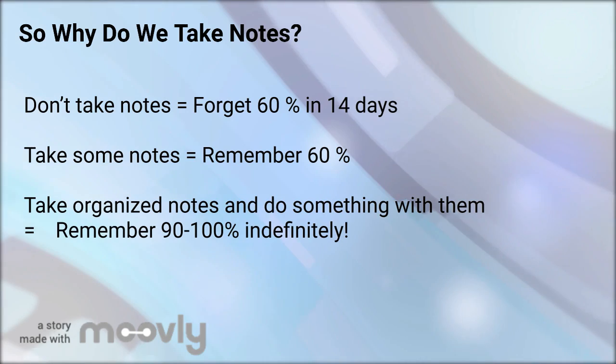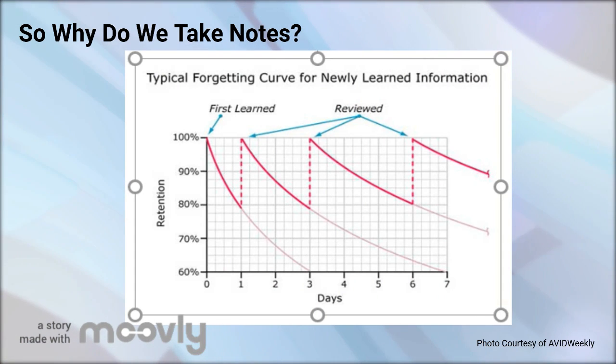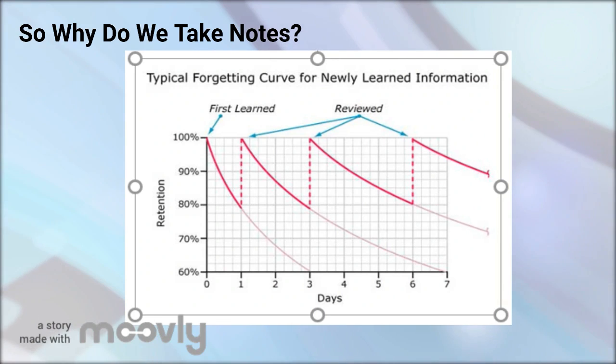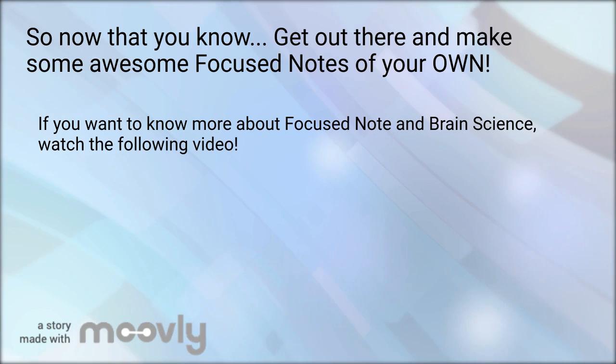Psychologists would show that if you don't take notes, you're going to forget about 60% of everything you learned in up to 14 days. If you take some notes, you may remember 60% of that information for those 14 days. However, if you take focused notes, you will remember 90 to 100%, assuming you are re-engaging with the material and following the process.